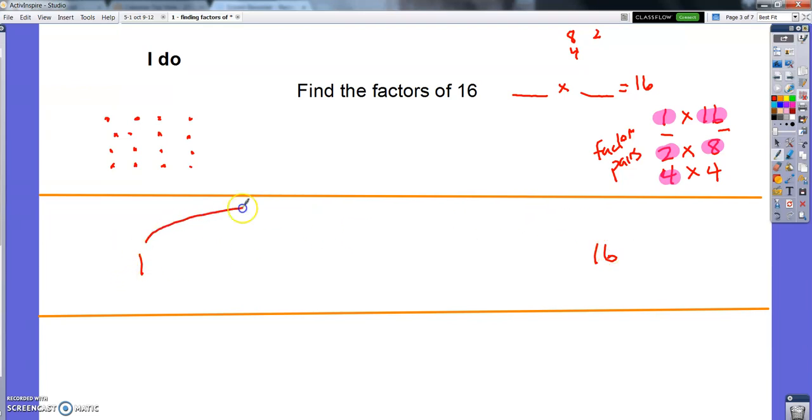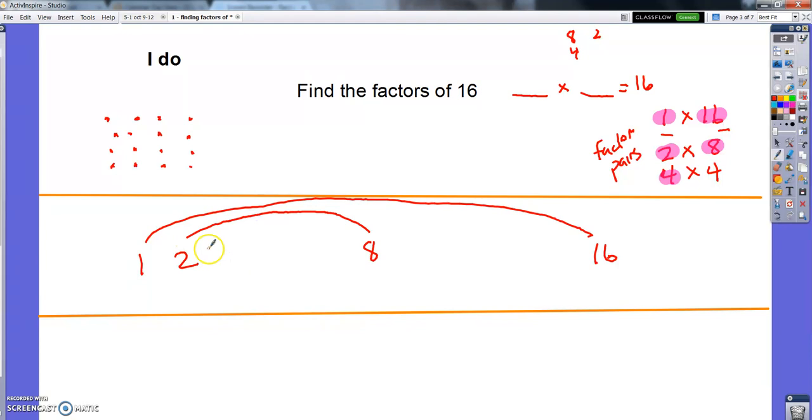And what I'm going to do is pair them up like this with a rainbow. And then I'm going to work my way from 1 towards 16 and see if I can come up with any others. So if I do 2, I think in my head, can I do 2 times anything and get 16? And I can. I can do 2 times 8. So 8 would be about halfway to 16. So I'm going to write 8 right there.